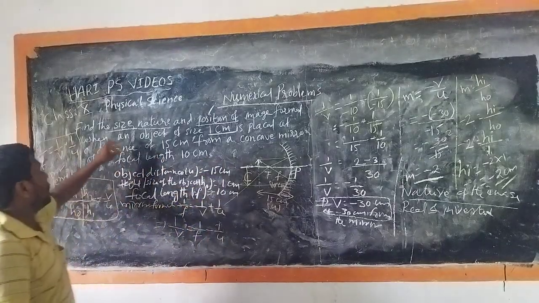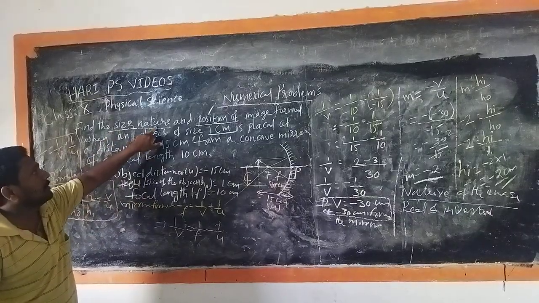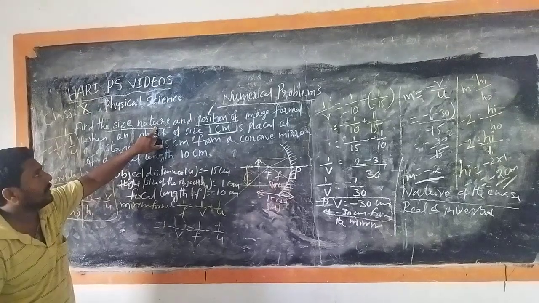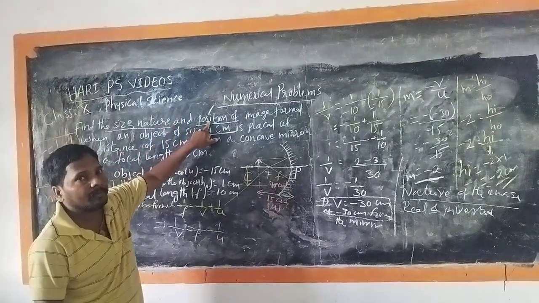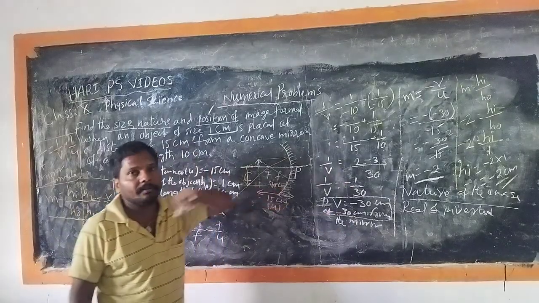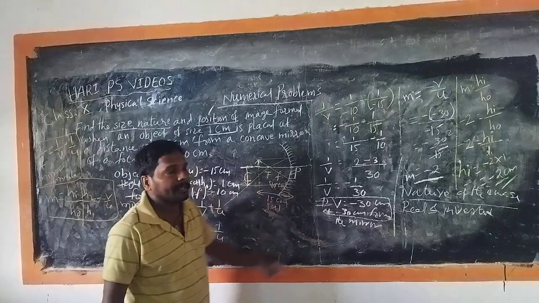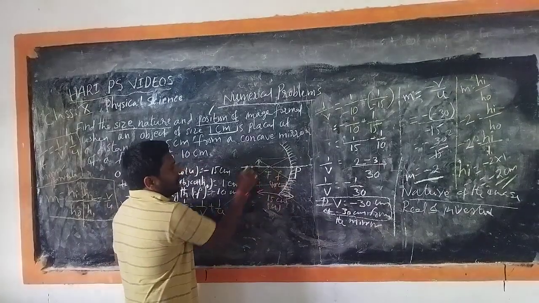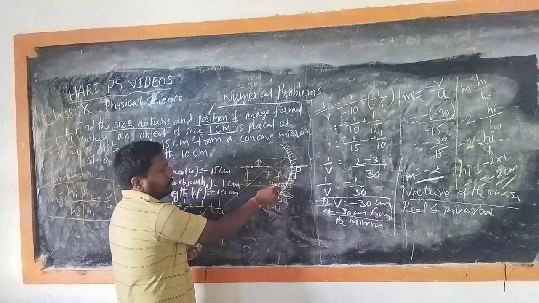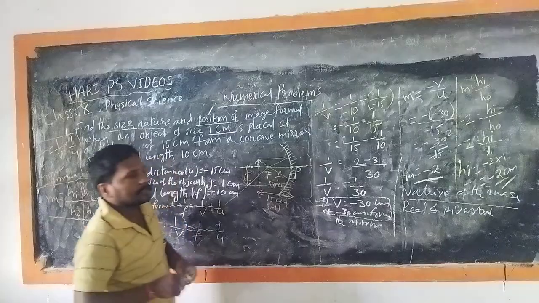So finally, what is the size of the image? Minus 2 centimeters. What is the nature of the image? Real and inverted. What is the position of the image? The image is formed at 30 centimeters from the mirror. Here we can call the center of curvature, double the focal length, 10 plus 10, 20 centimeters. Then another 10 centimeters, so 30 centimeters.